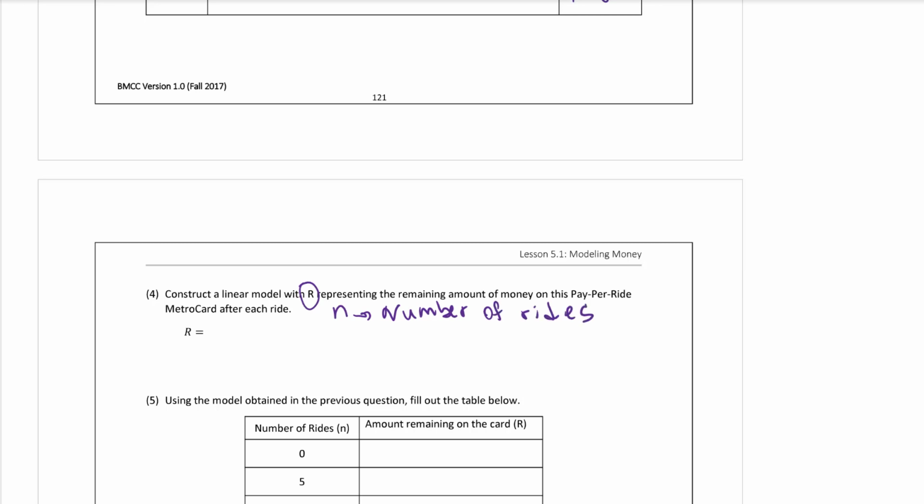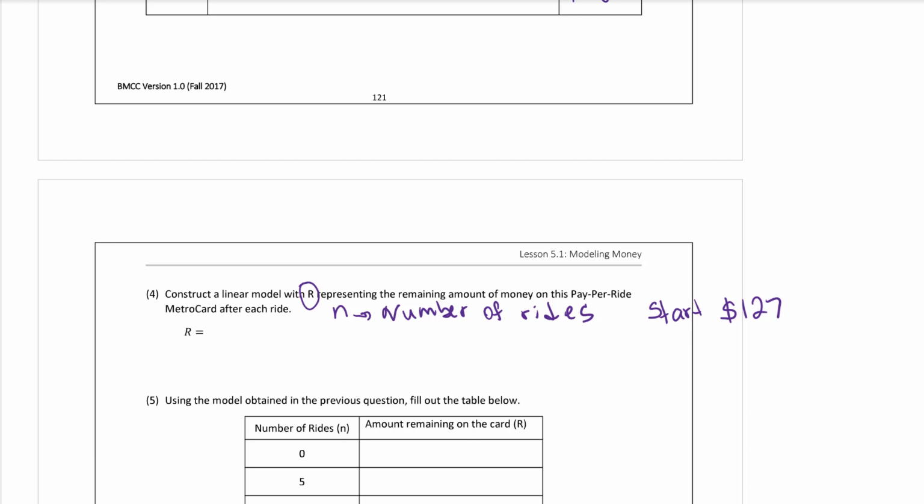All right, so if N is the number of rides and R is the balance, and your starting value is 127, then how would the equation look? So we understand verbally what's going on. You have a 127 balance. Every time you swipe a card, the balance will go down by $2.75. How do you write it mathematically? I'll give you a moment.